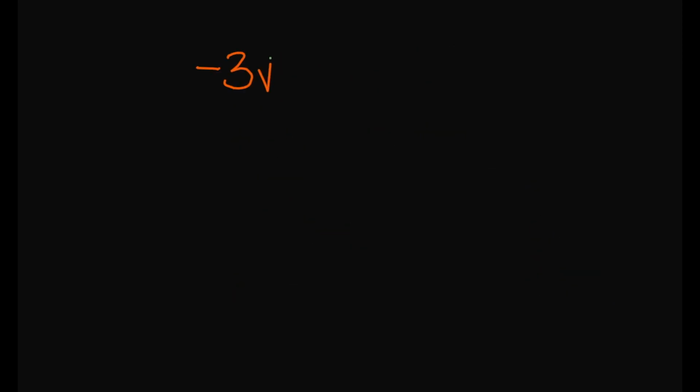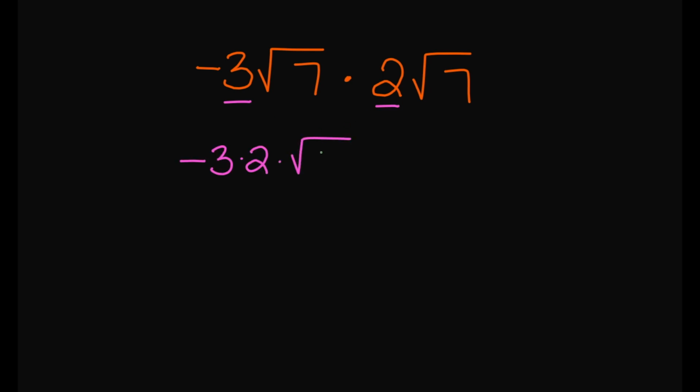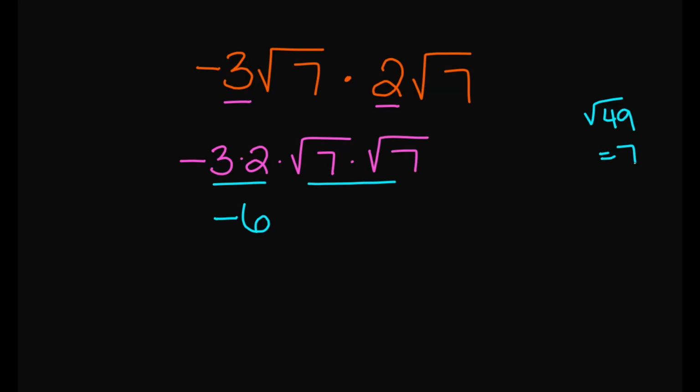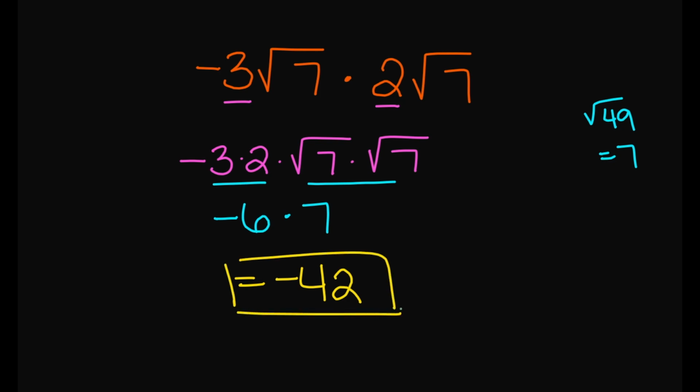Negative 3 times the square root of 7 times 2 times the square root of 7. So we are going to multiply our coefficients here. So -3 times 2. And then we have the square root of 7 times the square root of 7. -3 times 2, this is going to equal -6. The square root of 7 times the square root of 7, this is going to equal the square root of 49. The square root of 49 is going to equal 7. So we know the square root of 7 times the square root of 7, this is going to equal 7. And then we have -6 times 7. This is going to equal -42. So your final answer here is -42.